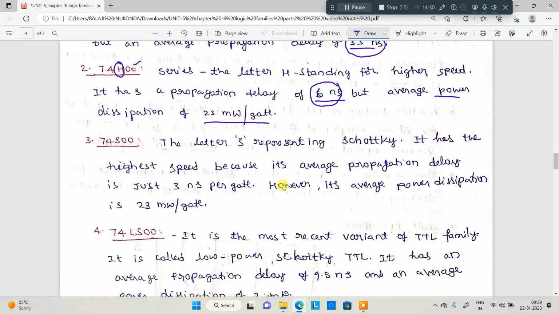Now that's why we move to the next series, 74S00. This S represents Schottky, that means a Schottky diode is connected. It has the highest speed because the average propagation delay is just 3 nanoseconds per gate. However, the average power consumption is 23 milliwatt per gate. Okay, that power consumption is the same as 74H00. That's why we have to overcome this power consumption.